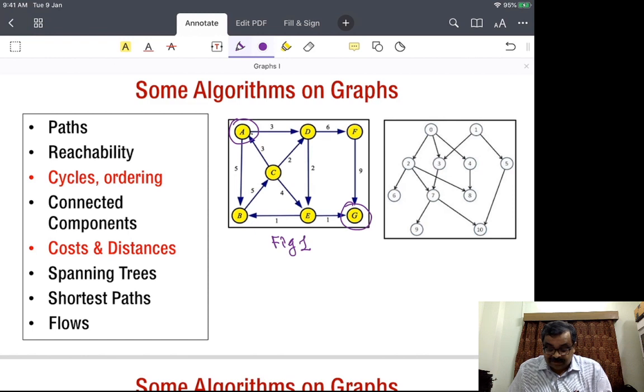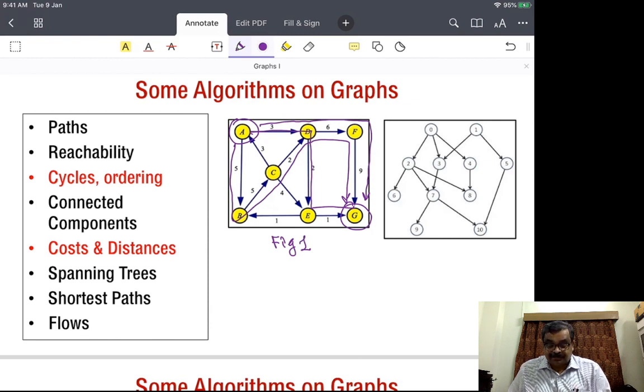This is one path, A to D to G. There is another path from A to D to F to G. There is a third path from A to B to C to D to F to G, and so on and so forth. Our interest would be to find the shortest cost path.